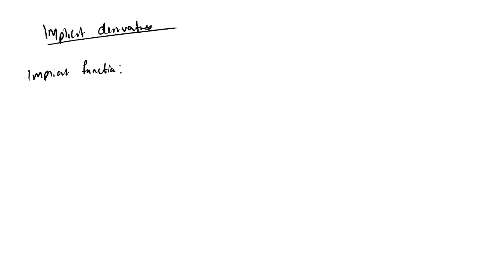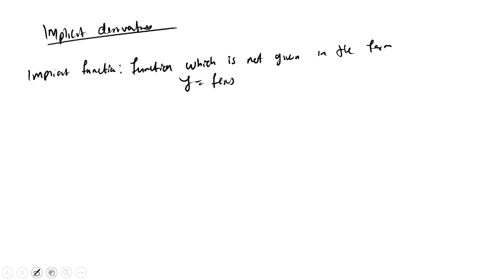we're just referring to a function which is not given in the form y is equal to f of x, where f of x is a function of one variable. We call this implicit function. Implicit function is a function which is not given in the form y is equal to f of x, where f of x is a function of one variable.